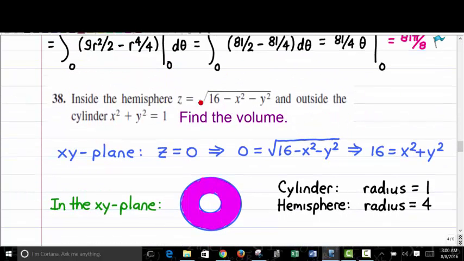So the radius of the circle formed by the hemisphere is 4, and then the cylinder would be the square root of 1. I'm not a big fan of using one because I want to at least make people take the square root, because if you didn't take the square root of the number, you'd still be right, wouldn't you? Because one is one. But yeah, it's the square root of one. So you're actually outside this little wheel-looking washer deal. You're outside the cylinder, but inside the hemisphere.